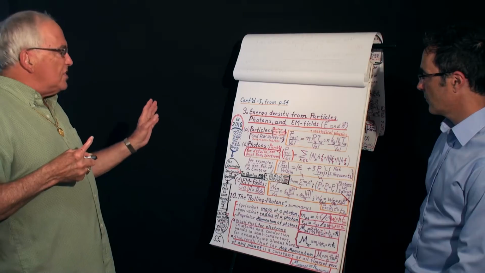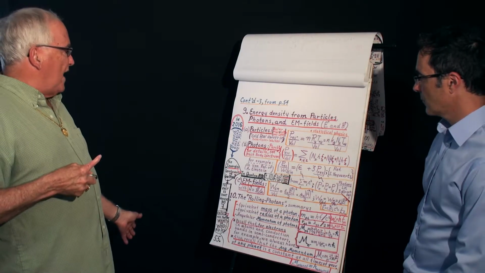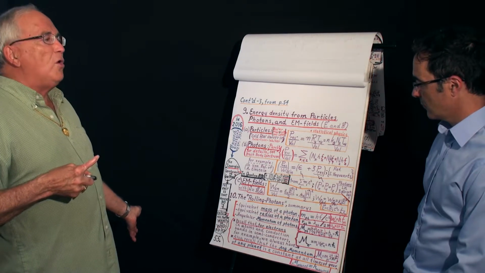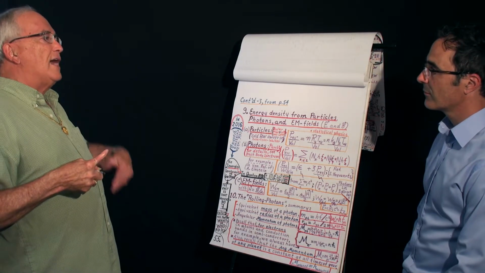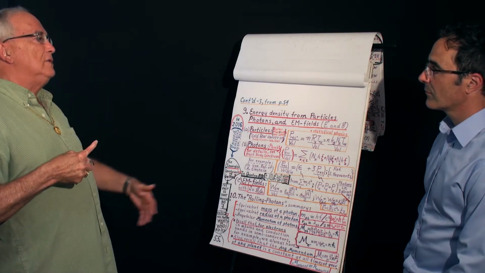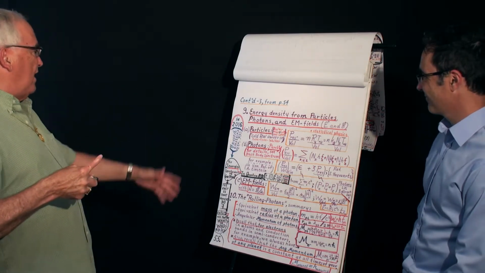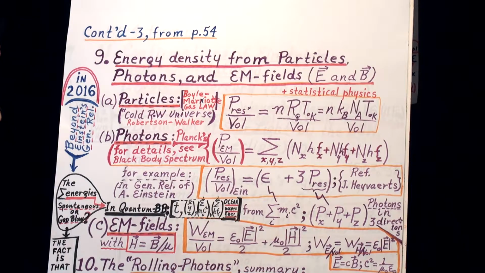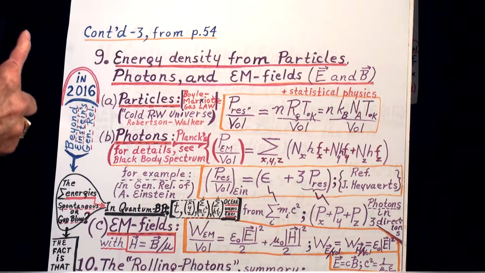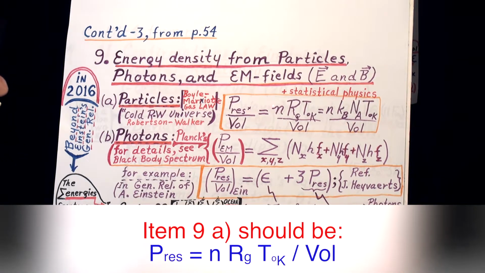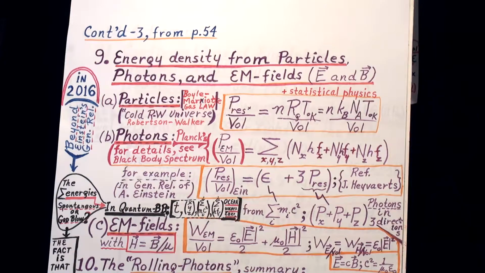So I'm going to go just very quickly on that to arrive at what I love, the rolling photons. It looks like a rolling photon. So I like this expression. But here it's just expressing the energy of a particle in statistical physics. It's the perfect gas law that I showed you earlier. Photon plan, for details, see black body.